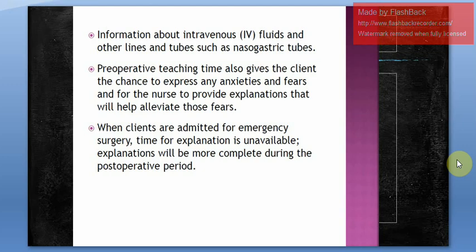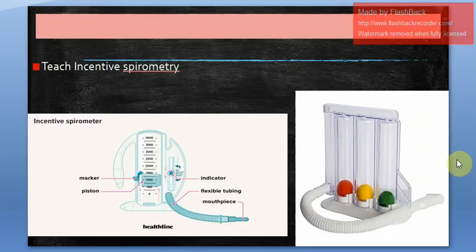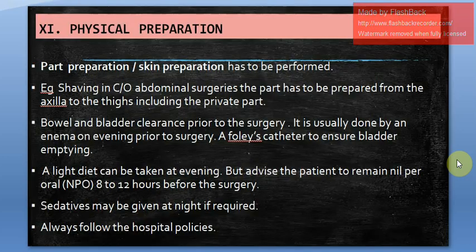Other than that, you can also tell the patient about the NPO status even after the surgery. After the surgery, they will not be allowed to eat and drink. They will be placed on an NG tube, that is a nasogastric tube, or kept on IV fluids or total parenteral nutrition. These things have to be explained in detail in preoperative teaching for the patient. Next is physical preparation.